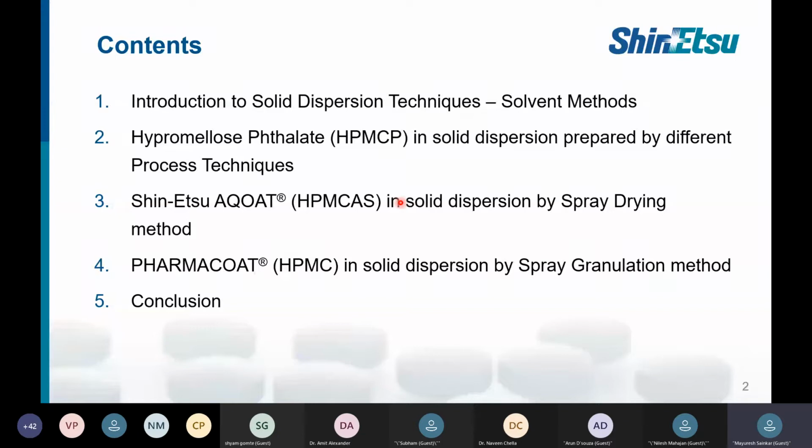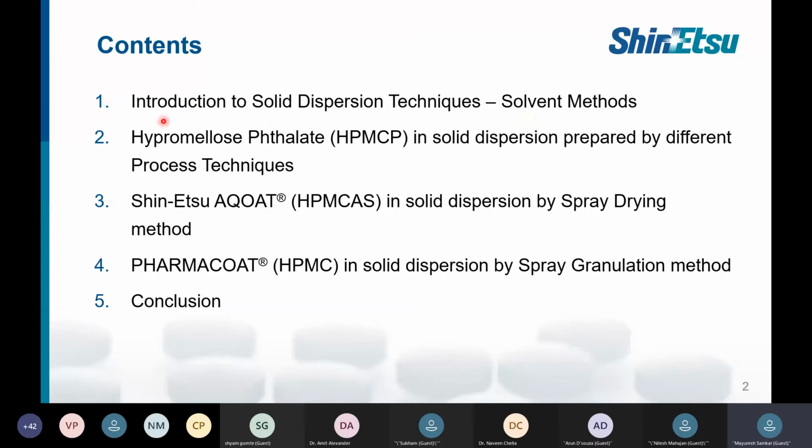So throughout the presentation, I'll be talking, as I said, mainly on the solvent methods which are being used. And I hope most of the students must be aware of the solvent methods either through theoretical knowledge or through the practical background in the labs.